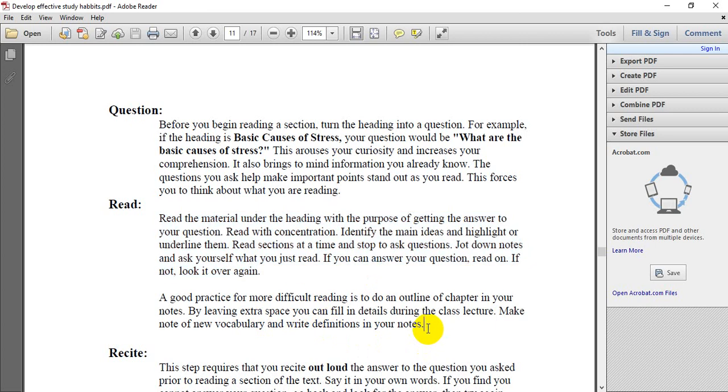A good practice for more difficult reading is to do an outline of the chapter in your notes. By leaving extra space, you can fill in details during the class lectures. Make note of new vocabulary and write definitions in your notes.